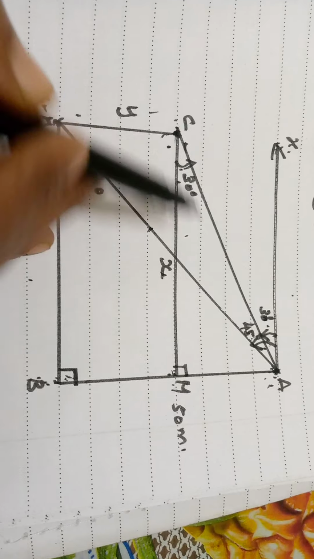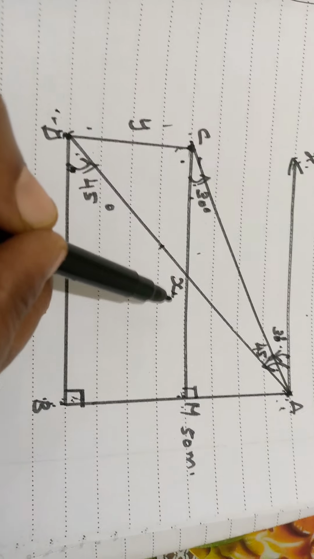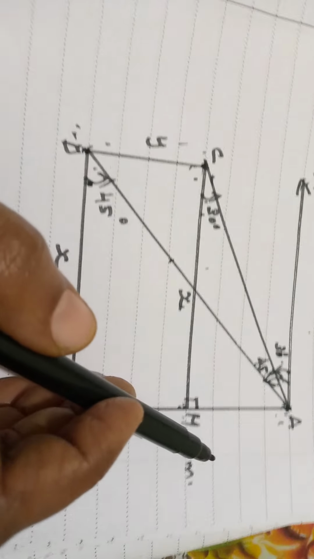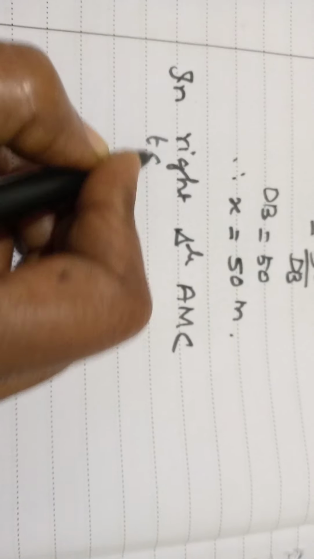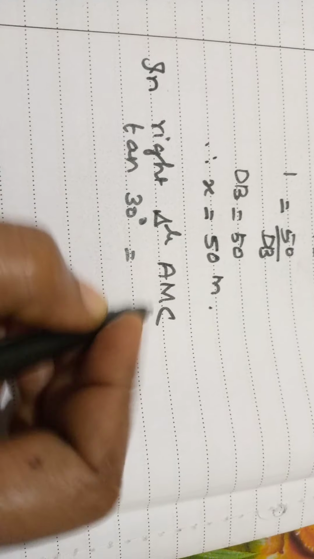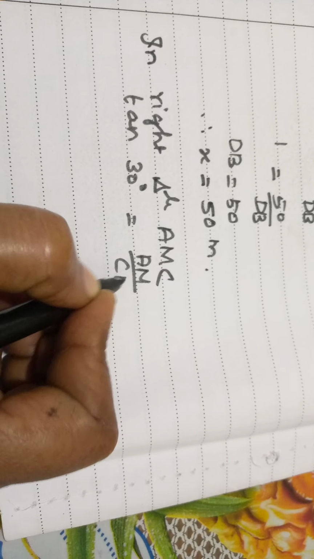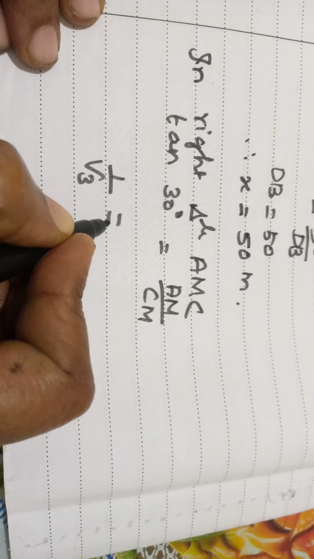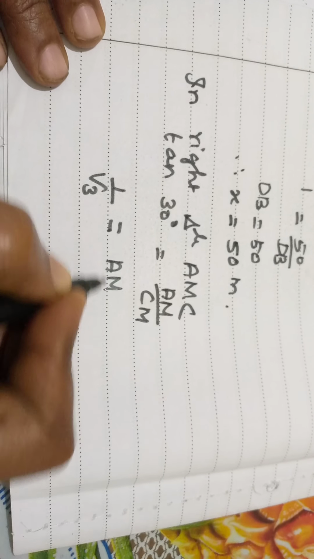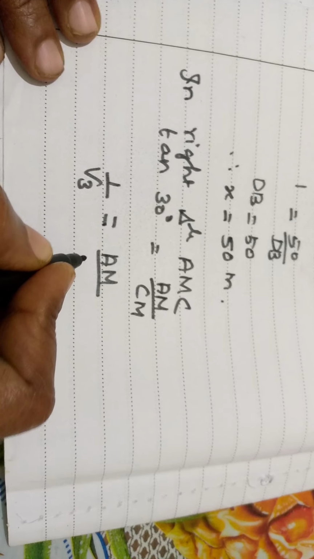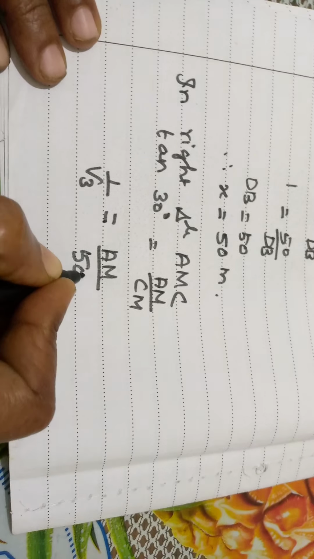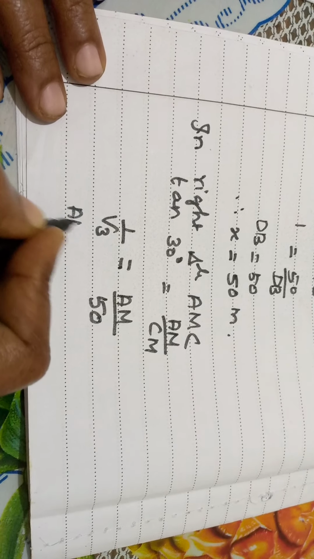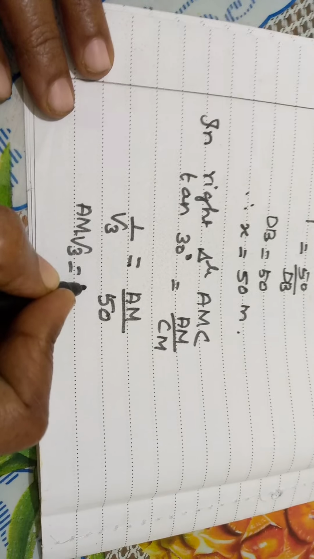So tan 30 is equal to opposite by adjacent. Adjacent value we have, this opposite we are going to find out. Understood, students? So tan 30 degree is equal to opposite side AM by adjacent CM. What is the value of tan 30? 1 by root 3 is equal to AM by CM. AM only we are going to find out. CM is X, that is 50. Now cross multiply it. AM into root 3 equal to 50.